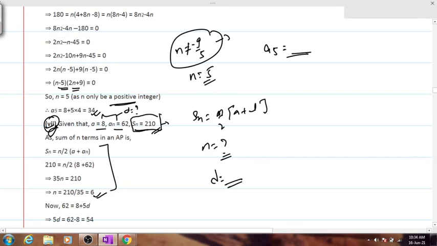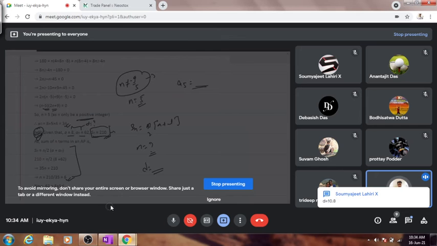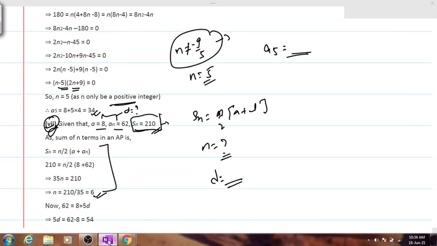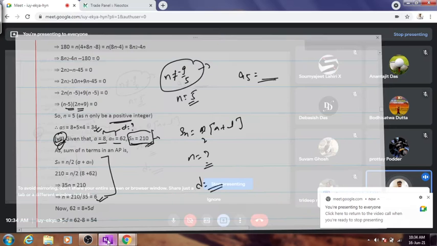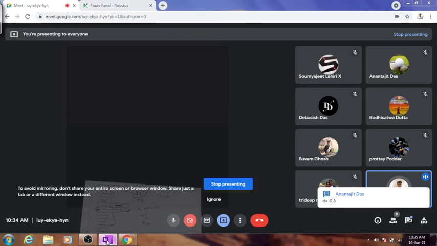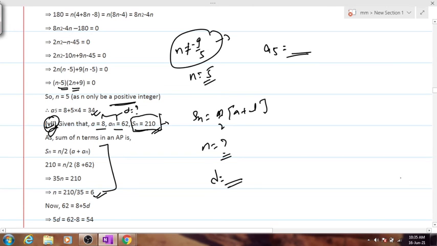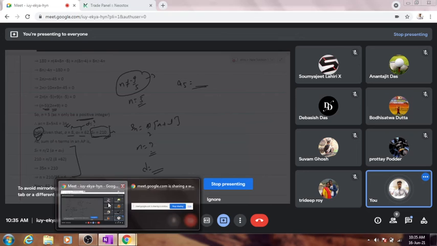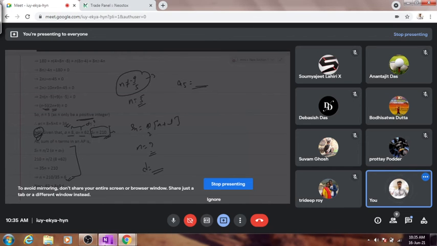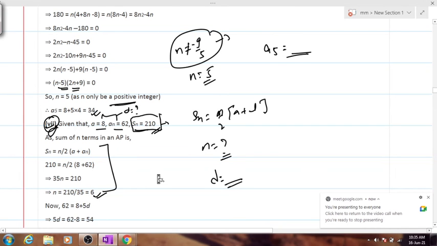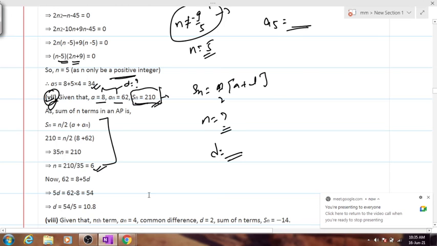Did everybody understand the first part properly? Yes or no? Confirm. Okay, Shambhujit has also answered. 10.8, what is that? Okay, d is 10.8. Chalo, we'll wait for the rest of them to answer. Debashish, done? I'm pausing the video, get the answer for me.